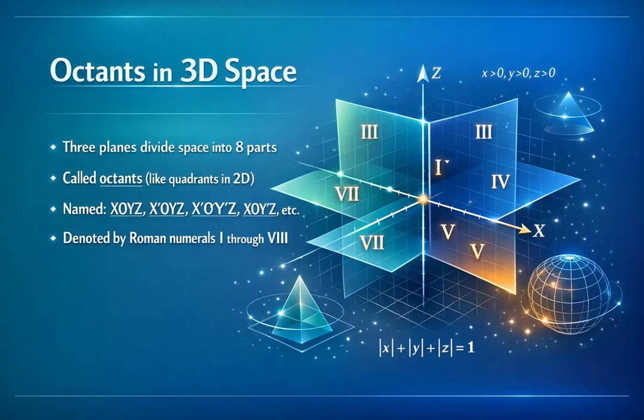Just as two perpendicular lines divide a plane into 4 quadrants, 3 perpendicular planes divide space into 8 parts called octants. They're named XOYZ, X'OYZ, X'OY'Z and so on. We denote them by Roman numerals I through VIII. Each octant has a different combination of positive and negative coordinates.